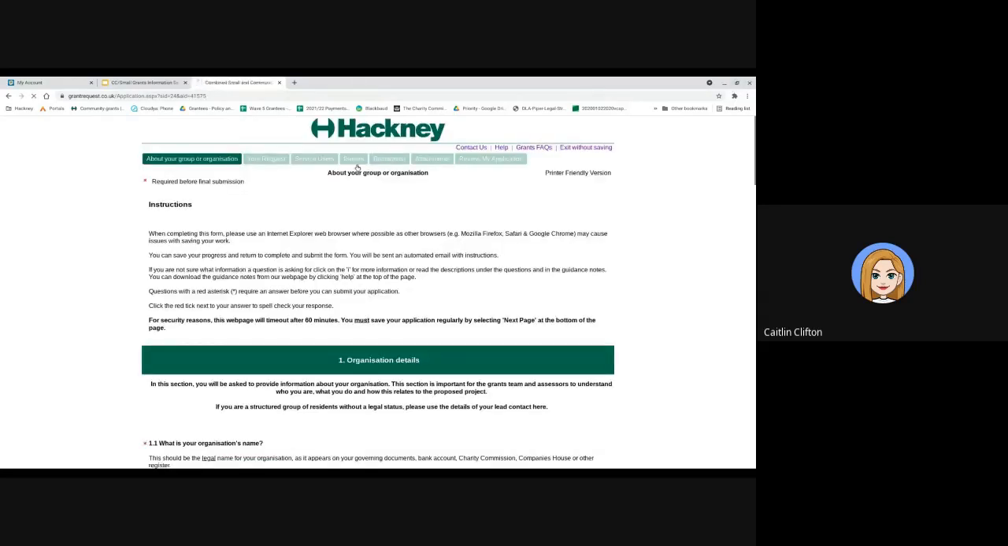When you're submitting your actual application, you should read these. They're very important. Let's go through to our budget.